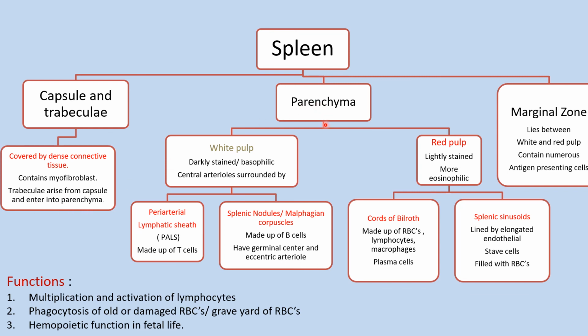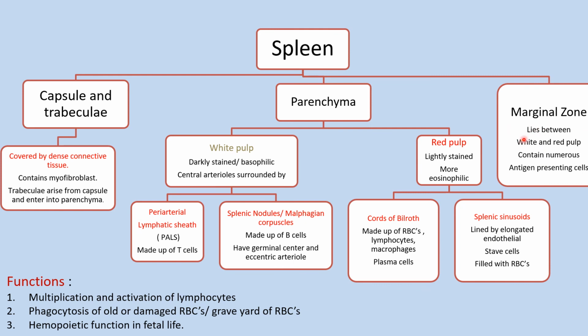Let us come to the parenchyma having the white pulp, that is a darkly stained or basophilic area with central arterioles. They are surrounded by periarterial lymphatic sheath made up of T cells, whereas splenic nodules or Malpighian corpuscles are made up of B cells, which have a germinal center and eccentric arteriole. The parenchyma also has the red pulp, which is lightly stained, more eosinophilic, and contains the cords of Billroth made up of RBCs, lymphocytes, macrophages, and plasma cells, and splenic sinusoids lined by enlarged endothelial cells, stave cells, and filled with RBCs.